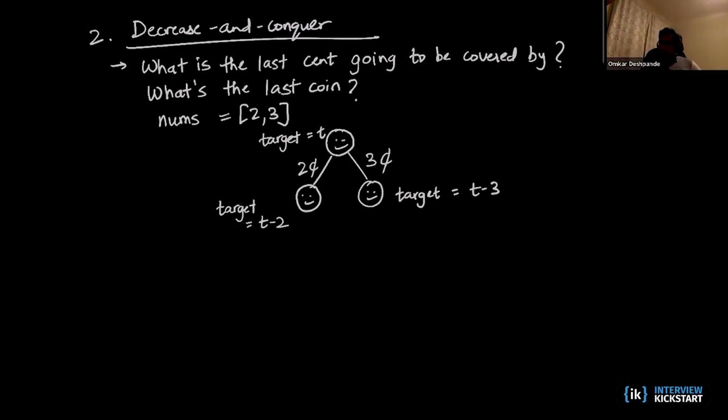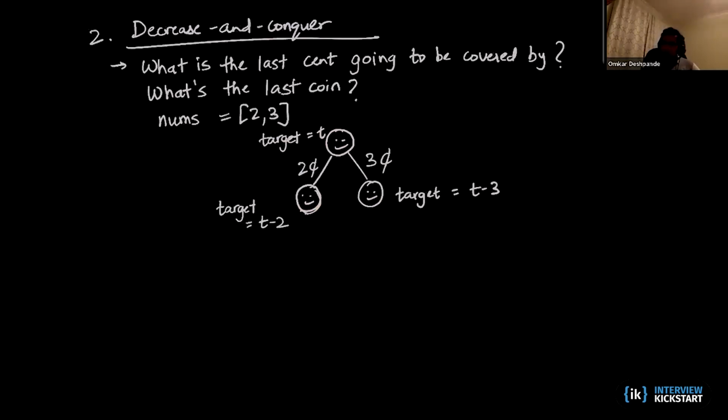So if my left subordinate comes back and tells me that there are 25 ways of making up a target amount of t minus 2, then I can conclude that there are 25 ways of making up a target amount of t where the last coin is a 2-cent coin. Same thing for my right subordinate. Whatever count my right subordinate comes back with, that's also the count of the number of ways of making up a target amount of t where 3 cents is the last coin. So the total number of ways of making up a target amount of t would be the sum of the answers returned by my two subordinates.